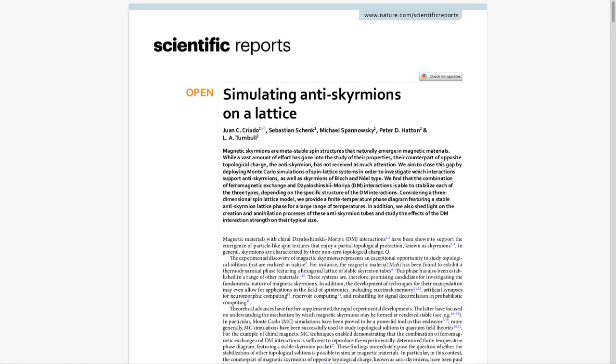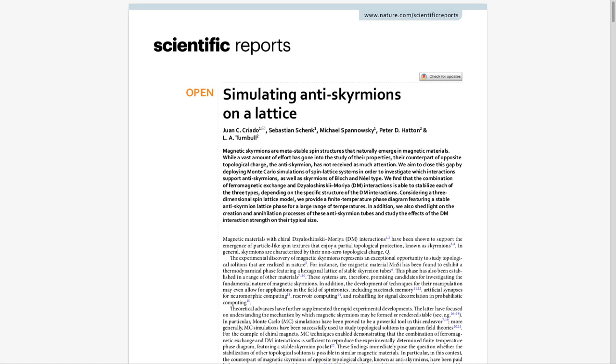Thankfully, no. They turned to the power of Monte Carlo simulations, which is basically like running a massive game of magnetic chess on a supercomputer. So they created this virtual sandbox where they could test out different scenarios and see if they could coax these anti-skyrmions into existence. What did they find? One of the big breakthroughs was understanding the importance of something called the Dzyaloshinskii-Moriya interaction. Okay, we might need a simpler name for that. But seriously, what does this DM interaction do?